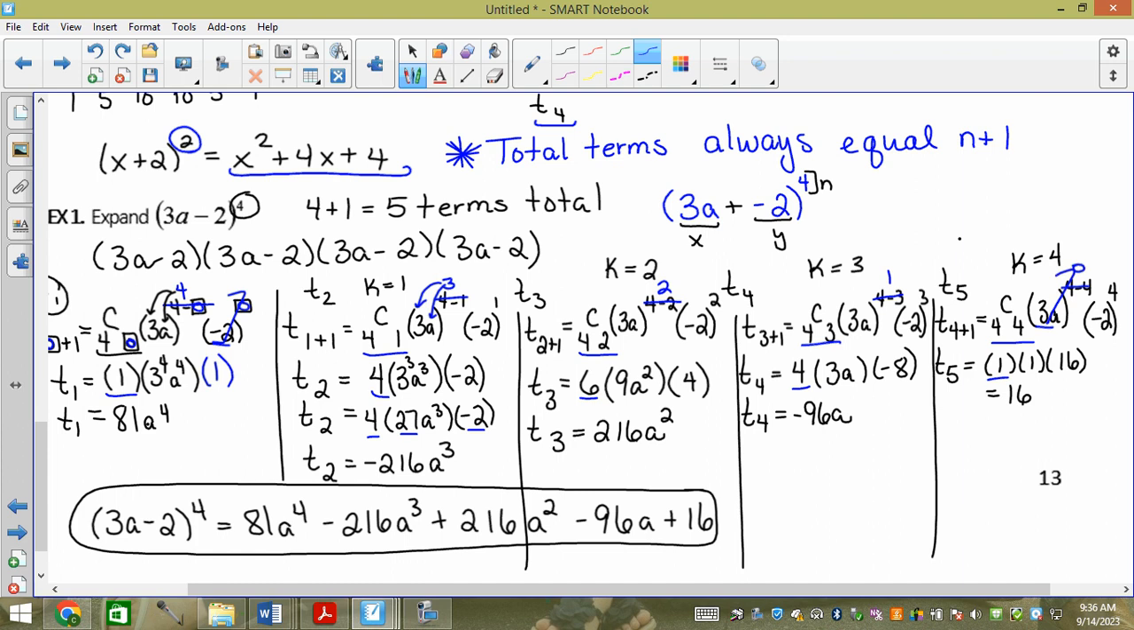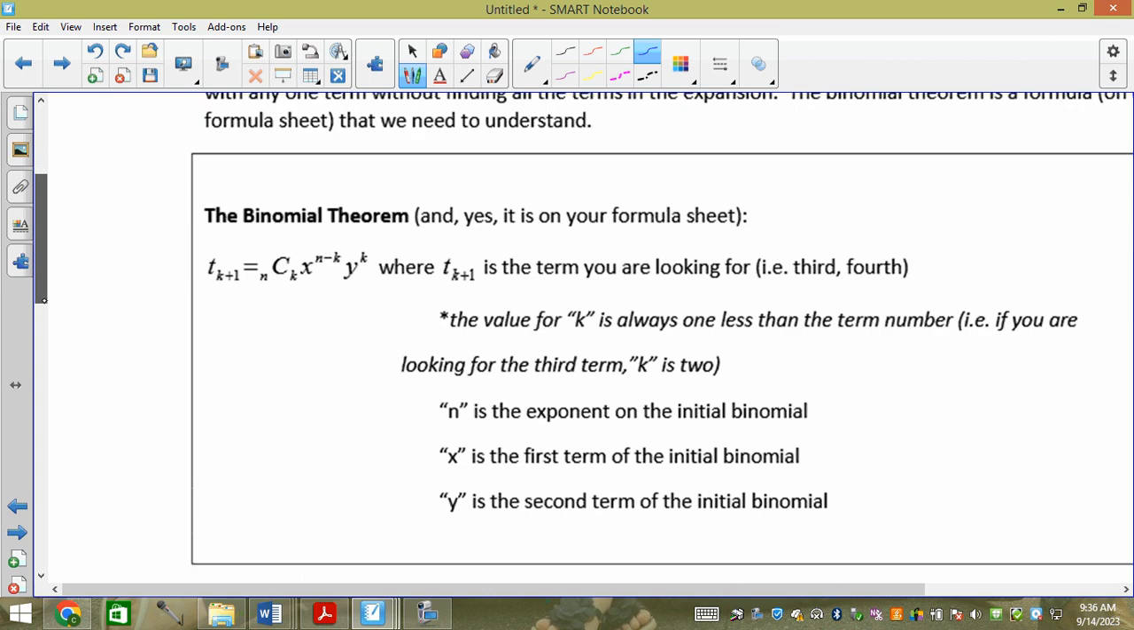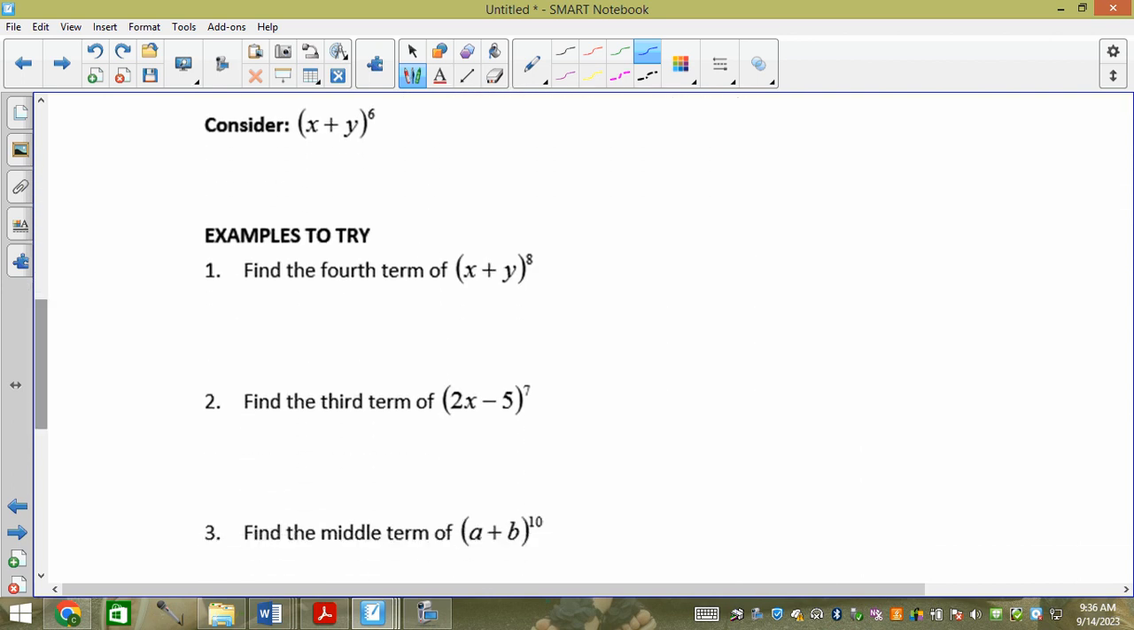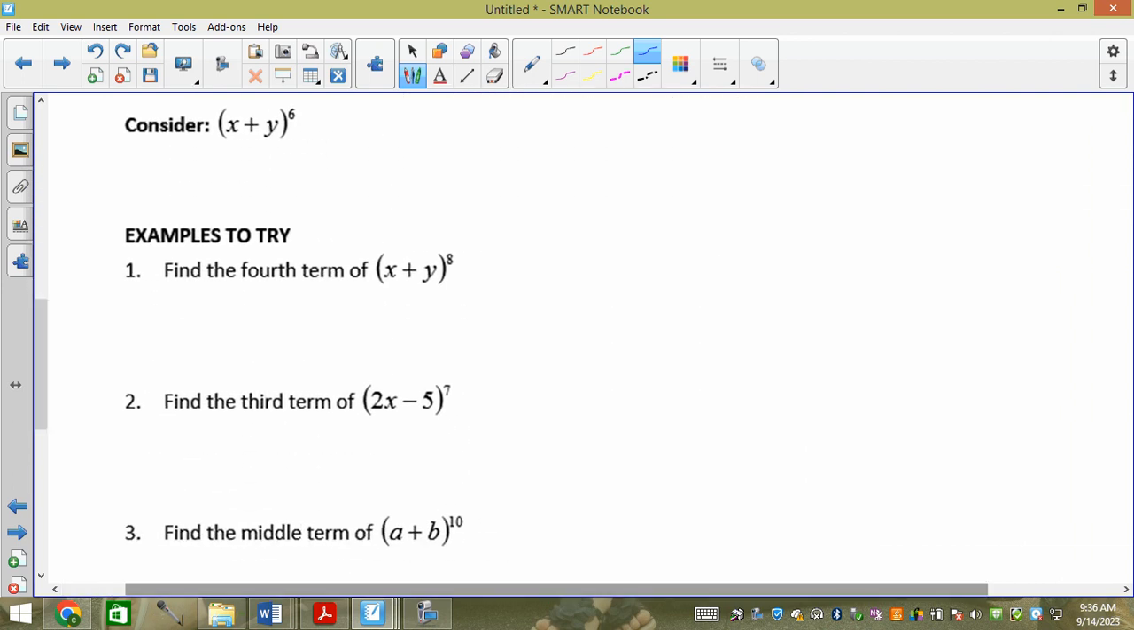We're going to look at the examples to try in the notes. Okay, I want you to try this one. I want you to find the 4th term. What does that tell me? T4. What does that tell me? k equals 3. I need way more things though. I need x, I need y, and I need n. Where do I get those from?